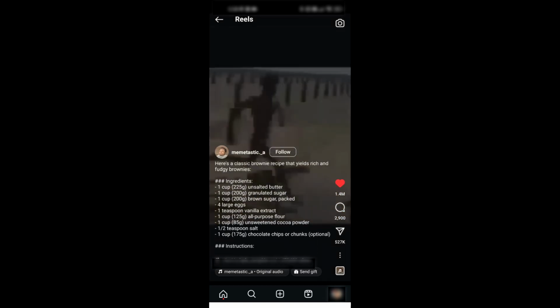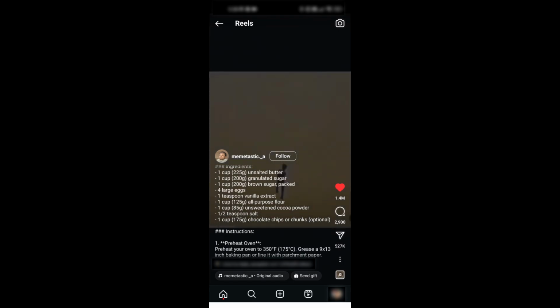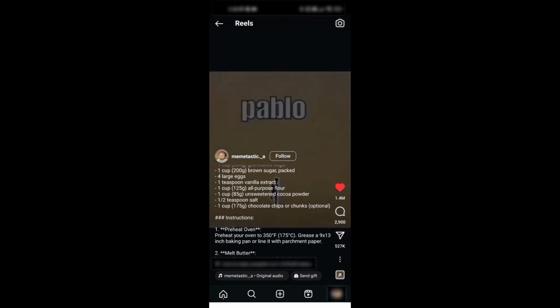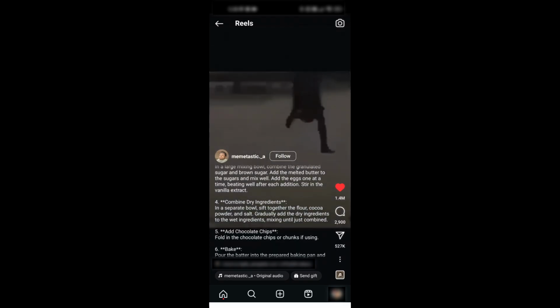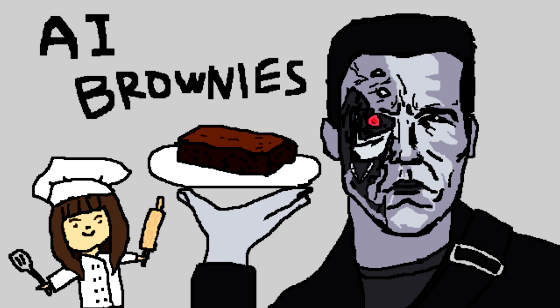Anyway, one of the more popular ones of those is this one, the classic brownie recipe. And I've always been wondering, is this recipe actually legit? Does it actually produce a real brownie? Well, today I intend to find that out.